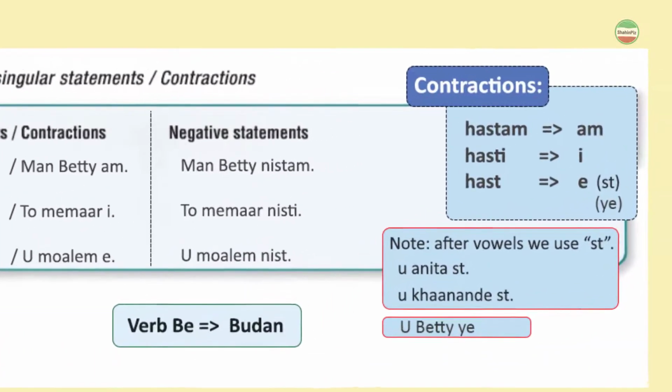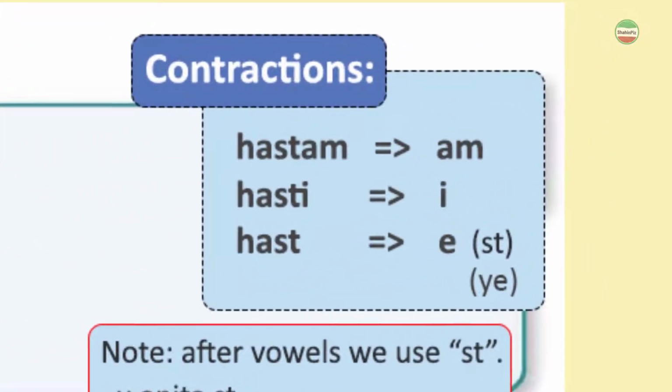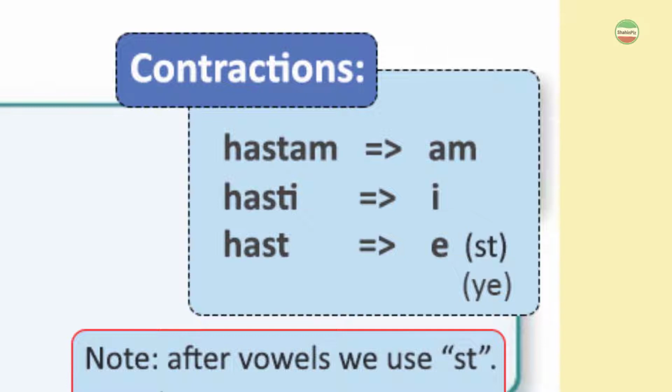Making contractions in Persian is super easy, and it's very similar to English. We delete the first part of the verb and keep the suffixes. Like here, we delete hast and keep am, e, and a for hast. You should notice we use st or ye after vowels.